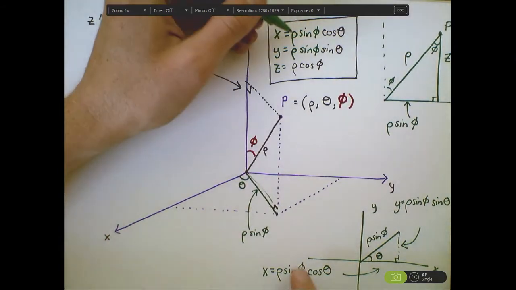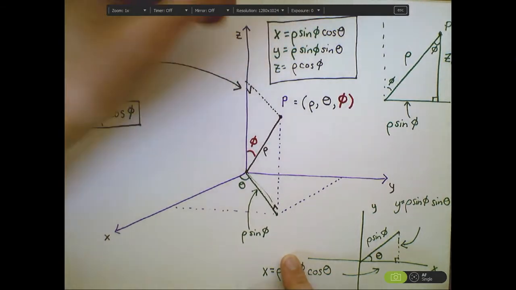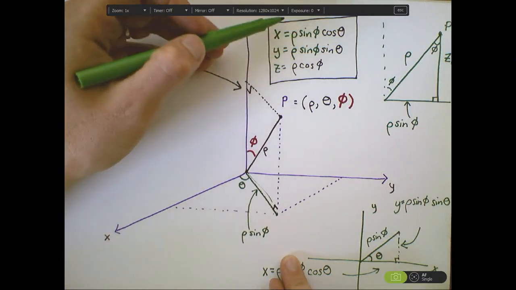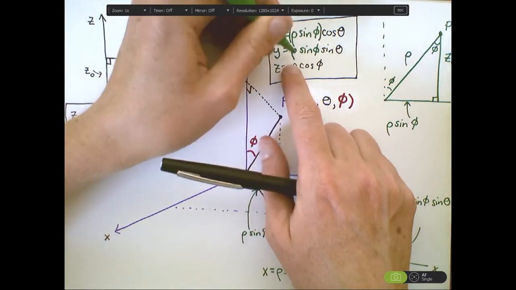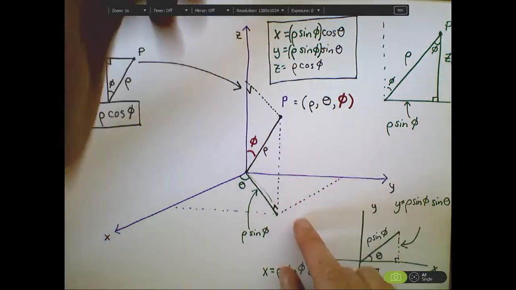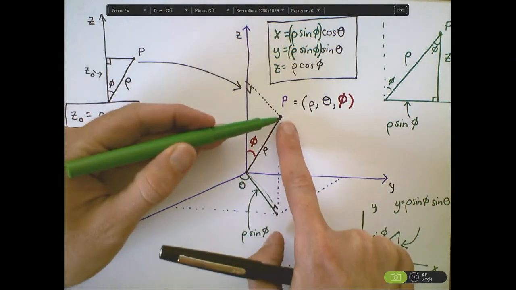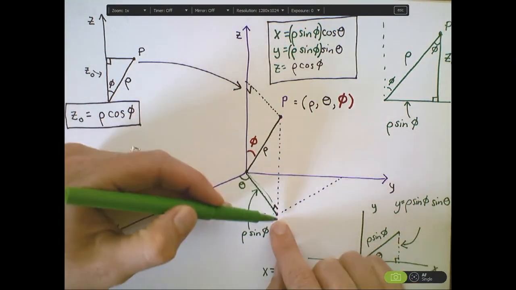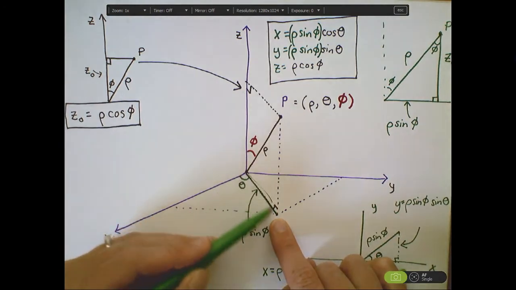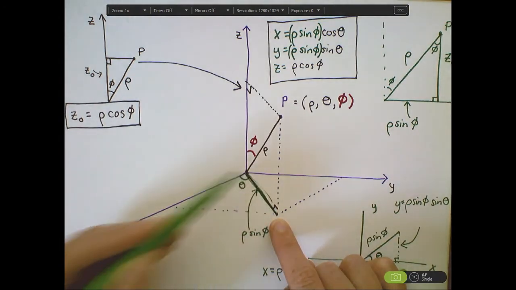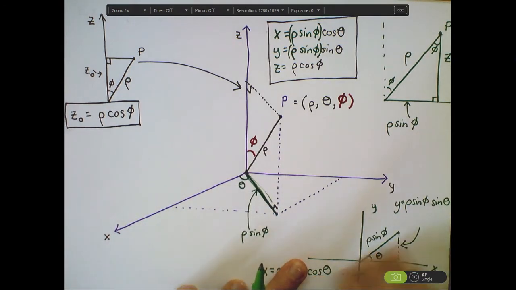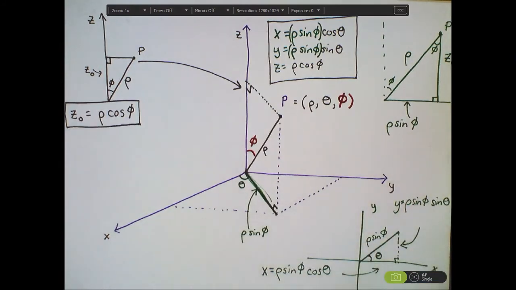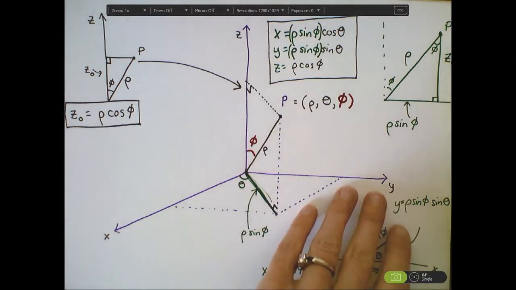One of the things that I tried to do here is to write in green the piece that's hard to remember. The reason why we have this extra coefficient is because this green piece is the projection of P down into the xy plane. It's the length of this green side length, which is the base of that triangle down there. And that's why it's not just straight cosine of theta and sine of theta like it was in polar coordinates.